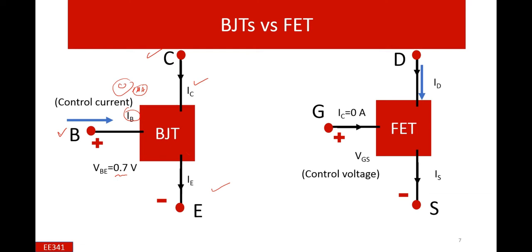Whereas the FET has three terminals. One is the gate, G representing the gate, and D representing the drain. This is the drain. We will briefly cover this in this lecture. And this is the source.